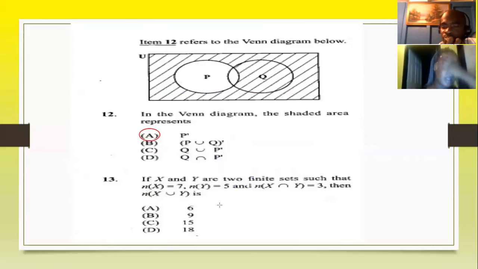Number 12 is A, you know. I've done something A already. Number 13, I don't know. Number 13, that's what I know.